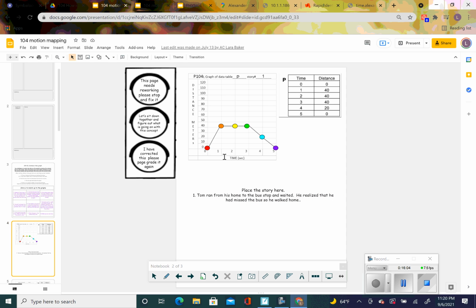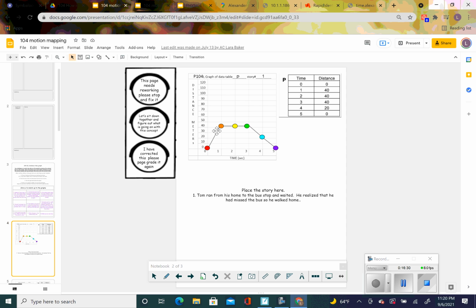So let's look at this graph motion. So the first question is, did the object start from home or away from home? This one starts from home. Does he move towards home or away from home? This one is moving away from home. Is he moving consistently or inconsistently? He's moving consistently because the line is straight.